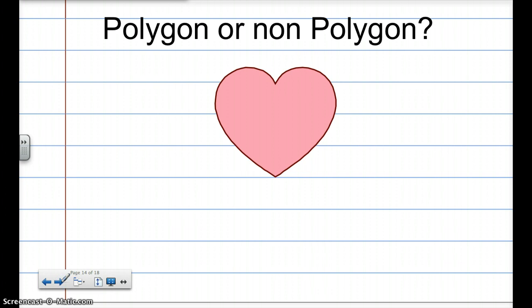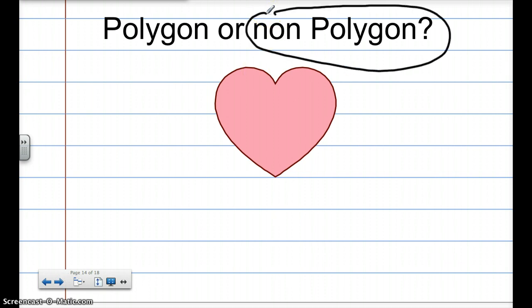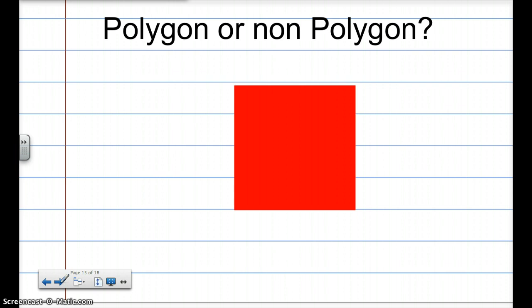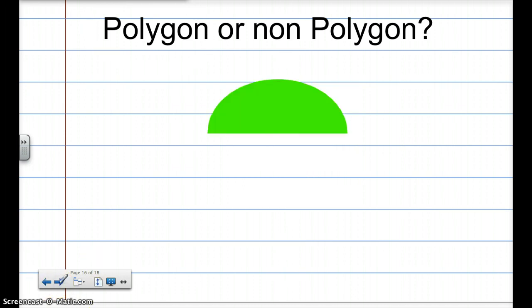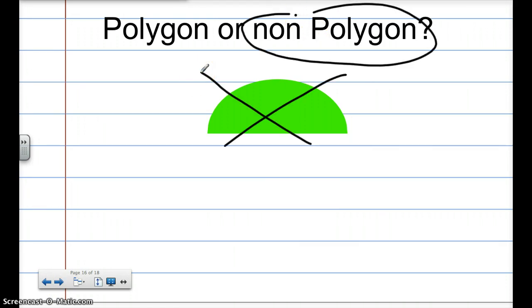Polygon or non-polygon? What do you think? It's a non-polygon. It's a beautiful heart, but it has curved lines. So it is a non-polygon. Hey, that kind of rhymes, non-polygon. Polygon or non-polygon? What do you guys think? Polygon. Closed shape, straight lines. Pretty easy. Polygon or non-polygon? Well, it's a cool color, but it is a non-polygon. Non-polygon, curved lines. Yes, it has one straight line, but it has one giant curved one. So therefore, it is a non-polygon.